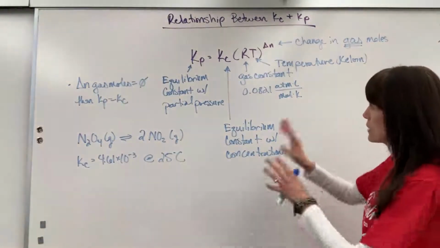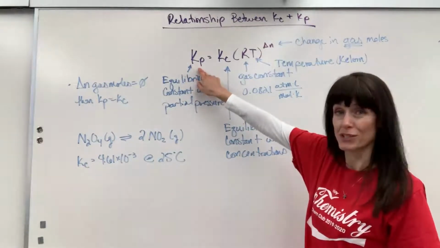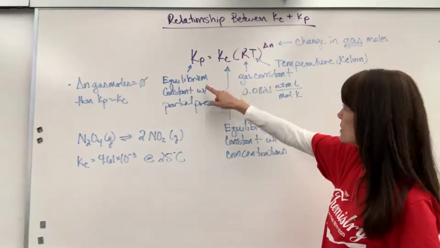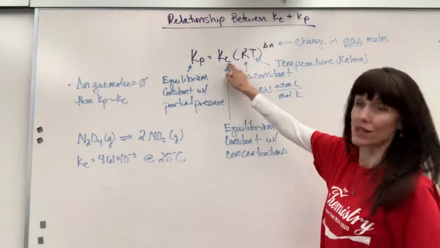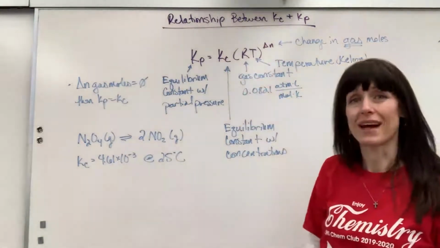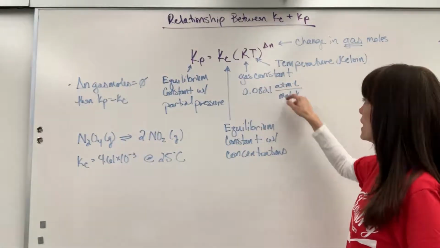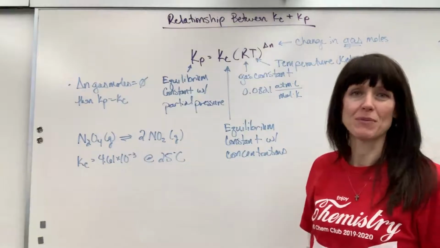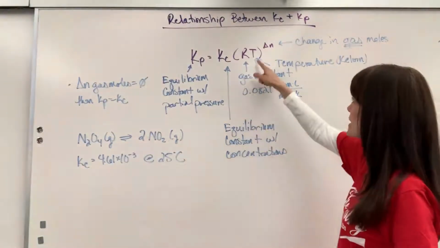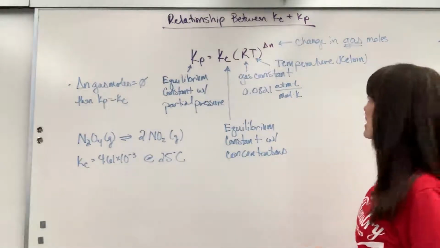Let's see here. So looking at everything, here is our equilibrium constant for when we're given partial pressures, the Kp, equals the equilibrium constant when we're given concentrations, Kc, times R. Now we're dealing with gases here, and so it's going to be the gas constant, 0.0821, and just a reminder, atm times liter divided by mole times Kelvin, that's your unit, times temperature, which means of course temperature has to be in Kelvin, so that it matches right there.